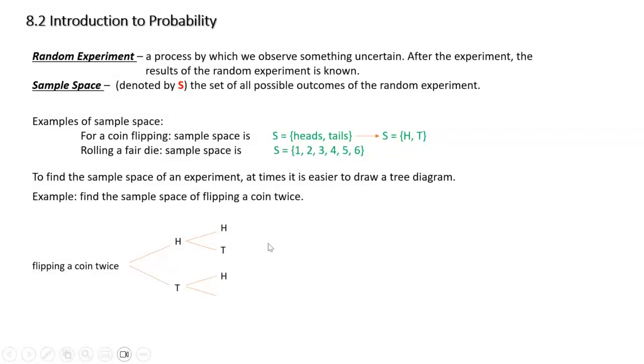So a sample space will be HH, HT, TH, and TT. That's your sample space. S is equal to the set containing HH, HT, TH, and TT. This is considered my sample space.